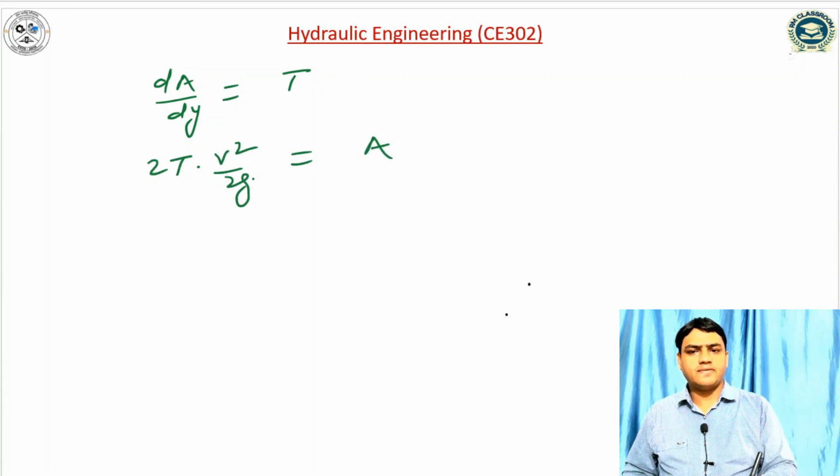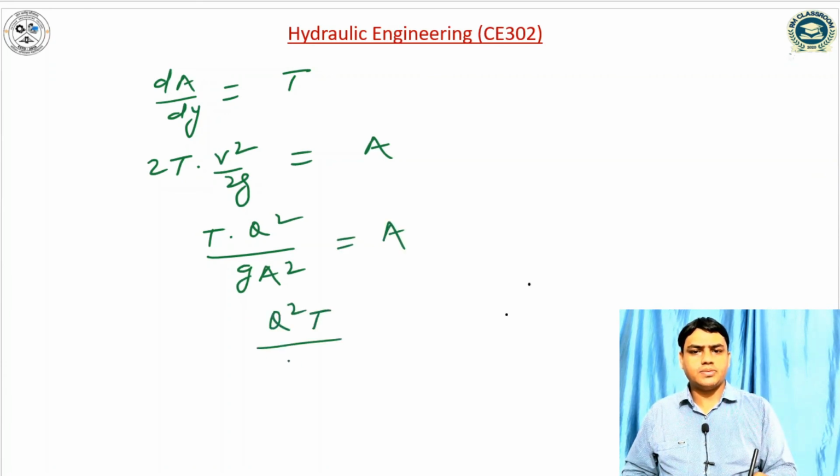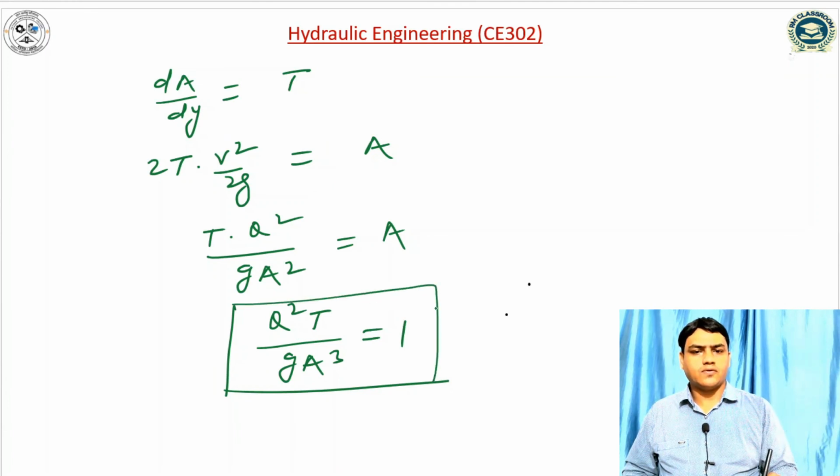The 2 cancels, and for v we can write Q by A. So T into Q square by g into A square is equal to A. So it will be Q square into T divided by g into A cube is equal to unity. This is the condition for maximum discharge.